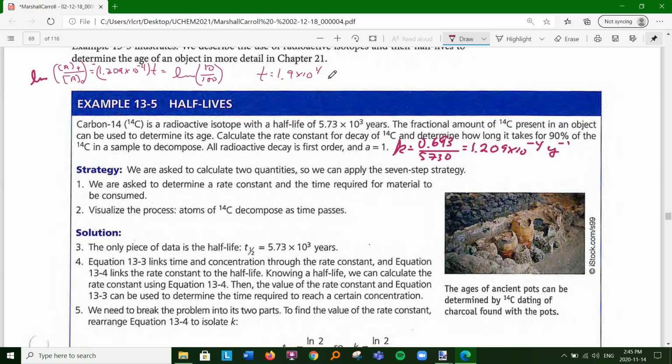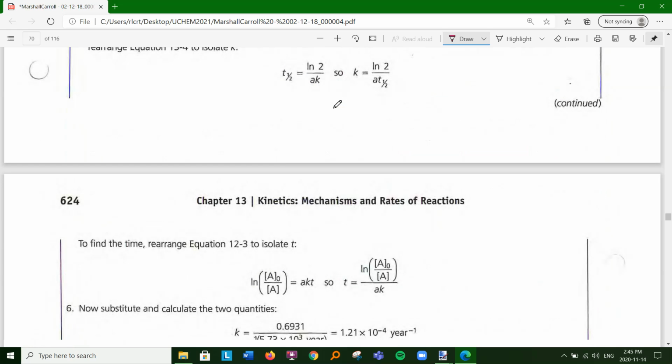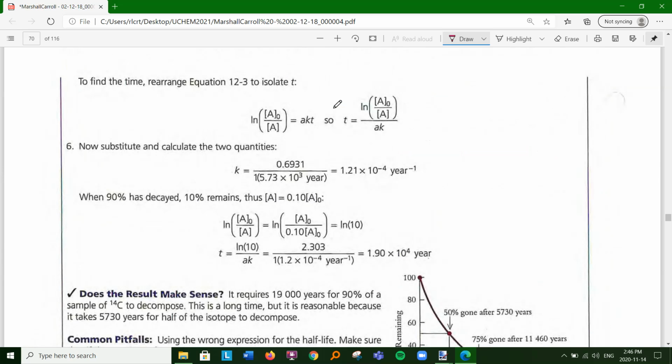which better be more than the half-life, right? Because the half-life was 5730, so 50% will be gone. Well, this is more than the half-life, so we should be okay. Is it 1.9 by 10 to the 4th? Yeah, all good.